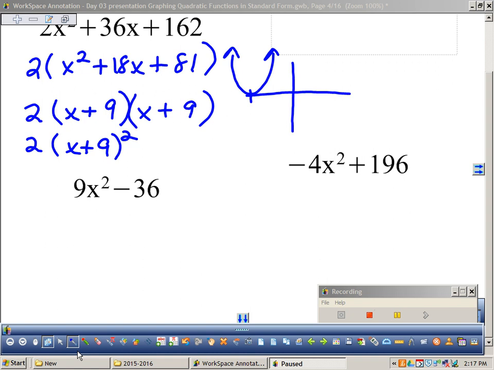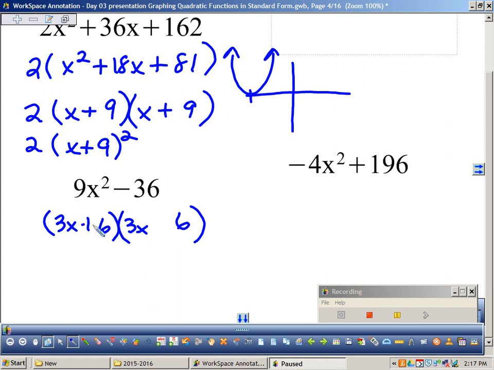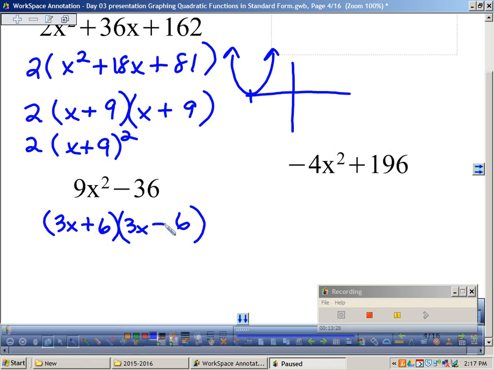I'm going to say I see the difference of 2 squares. Very good. So I'm going to say I've got a 3x and a 3x and a 6 and a 6 and a plus and a minus. But I see more. You can factor a 3 out.